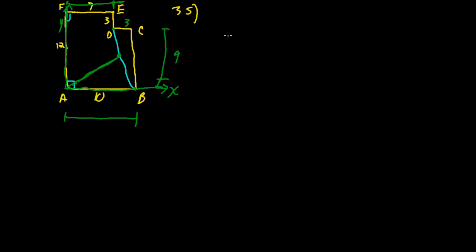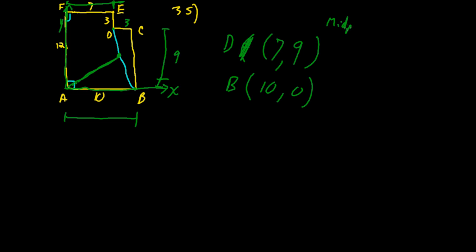So now we can label point D. Point D on this coordinate plane will have the coordinates 7, because it's 7 units over. So point D will be 7, comma 9, and point B will be at the coordinates 10, 0. So now we can just plug this into the midpoint formula, which is x1 plus x2 divided by 2, and y1 plus y2 divided by 2. And this will give us our xy coordinate of the midpoint between these 2 points.